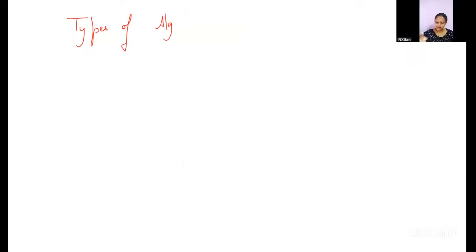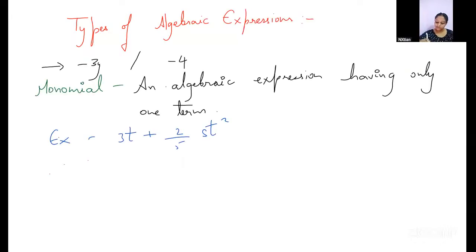Now tell me, Nathaniel, how many terms are there? Ma'am, there are two. Two terms. So those expressions which have only two terms are known as binomials.